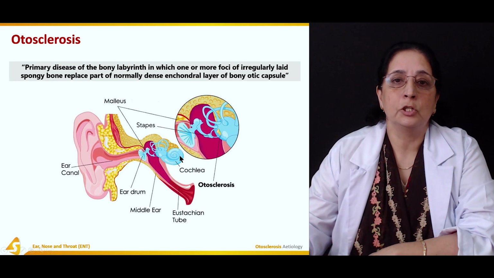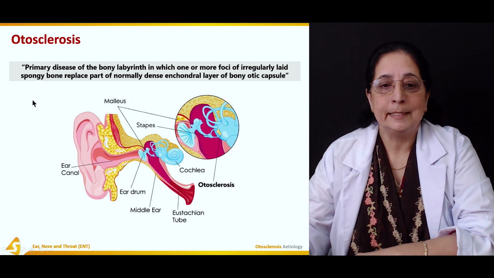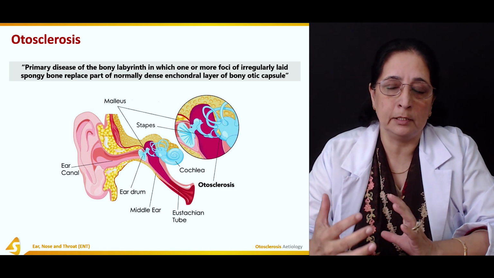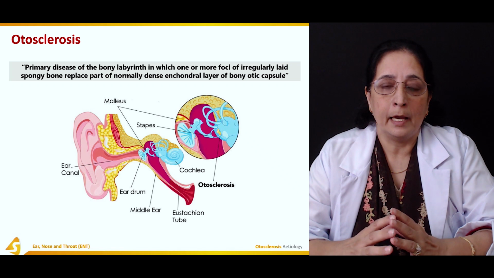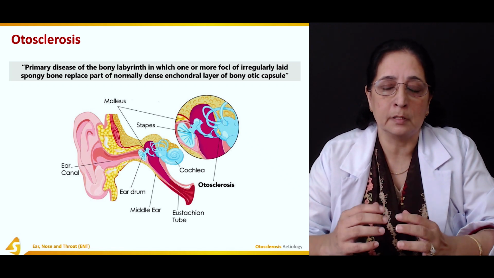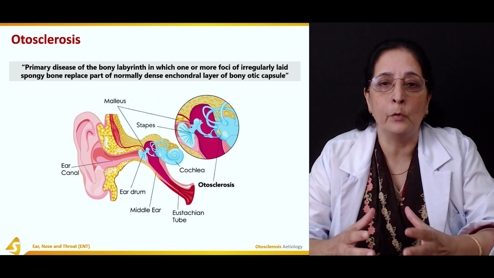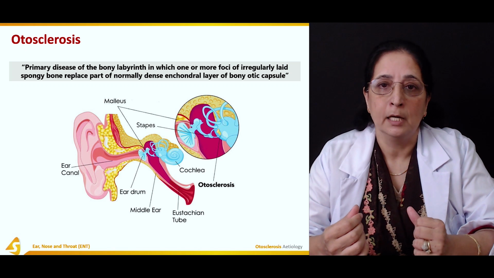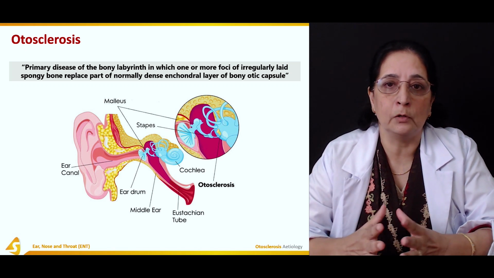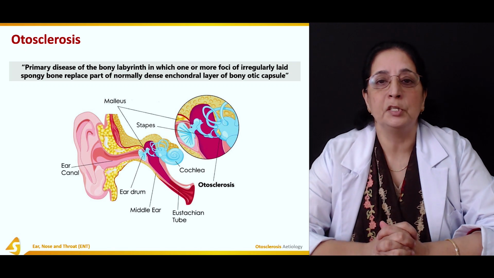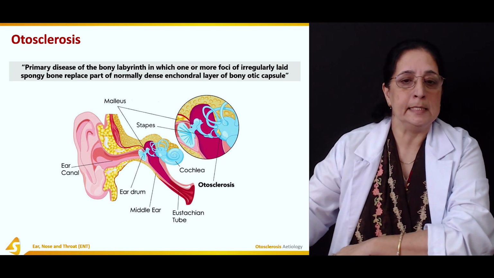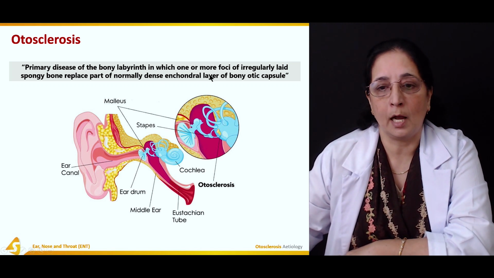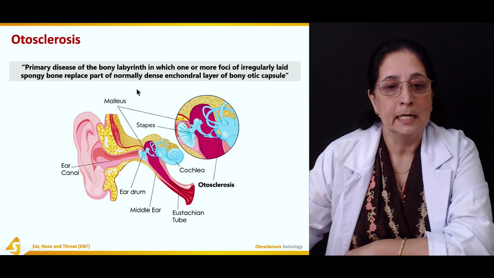Next, what is otosclerosis? It's the disease of the bony labyrinth. Sclerosis is the term used for hardening, and it's actually a misnomer, because mostly the bone that forms as a replacement is more of a spongy type, it's spongiotic. So the other name used for otosclerosis is otospongiosis.